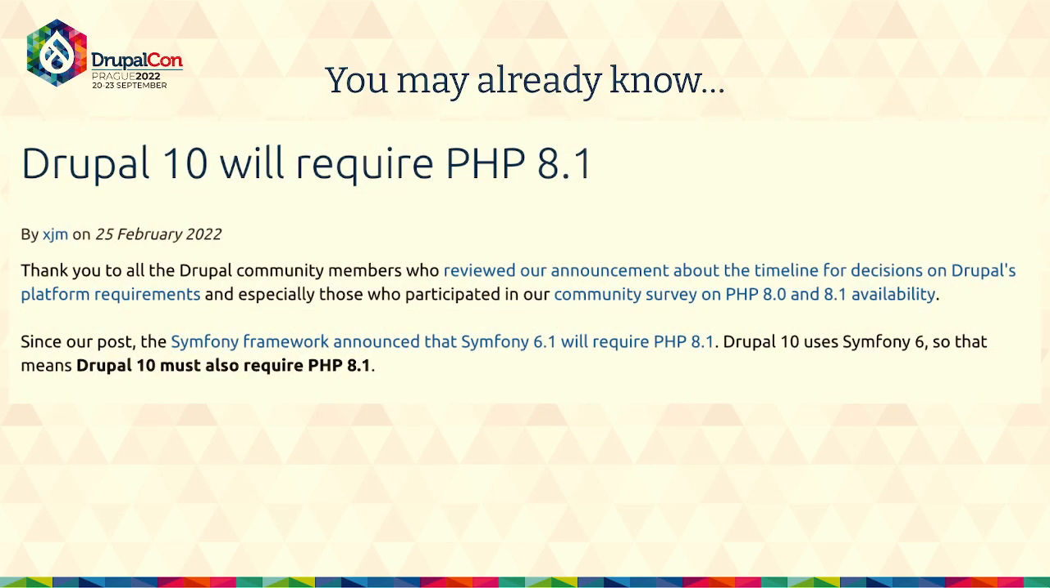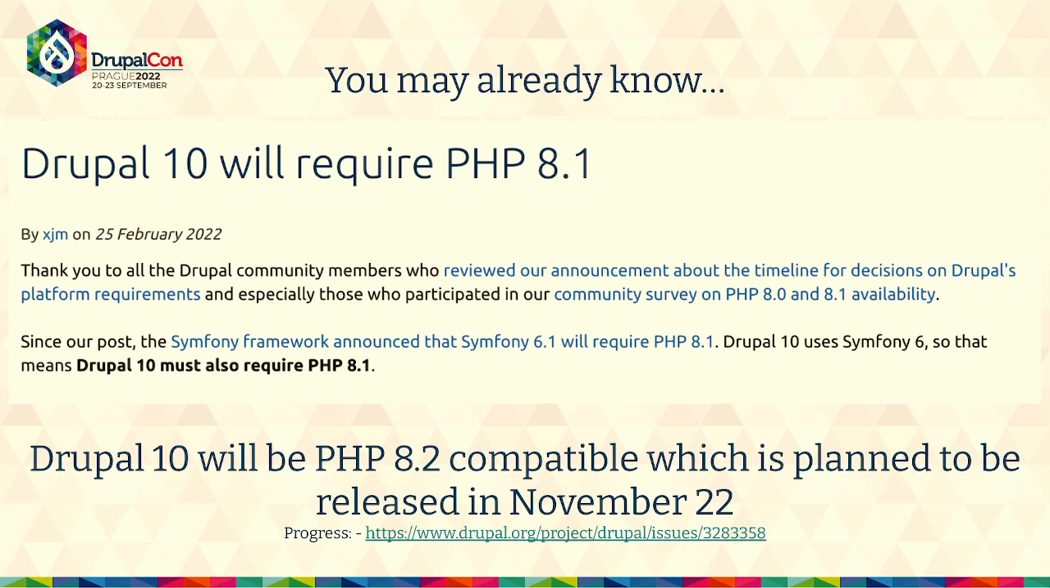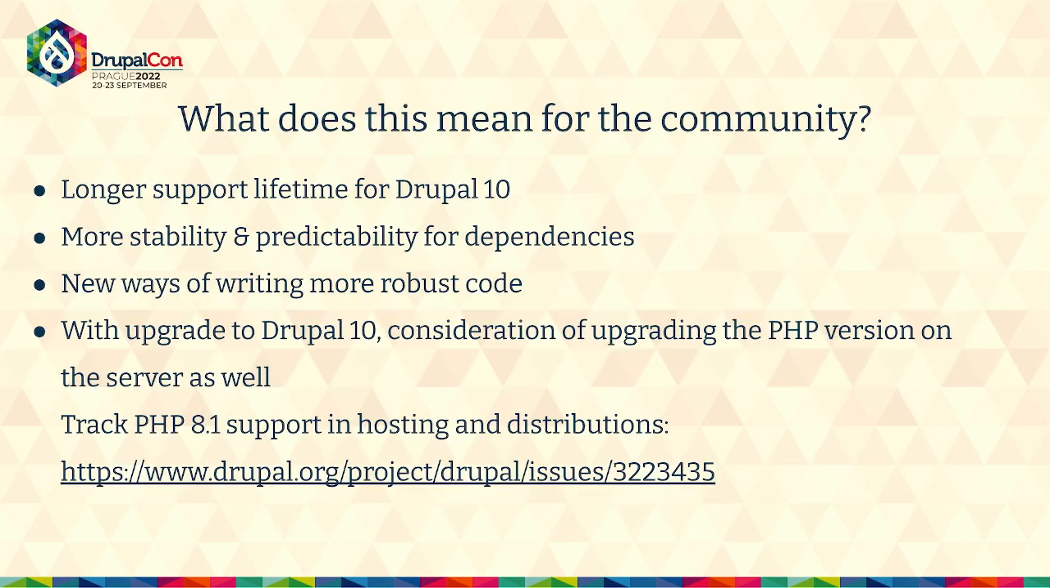Now you may already know Drupal 10 is going to require PHP 8.1, right? Because Drupal 10 would require Symfony 6.1, which basically depends on PHP 8.1. At the same time, Drupal 10 will be compatible with PHP 8.2. Now, PHP 8.2 is supposed to be released in November 22, but there are already efforts being made to make it compatible, right? What this means for us is we will have a larger support lifetime for Drupal 10 because we're already on the latest version of PHP, and it would be much easier for us to say that Drupal 10 will have a longer lifetime with these dependencies as well, which Drupal Core depends on, right?